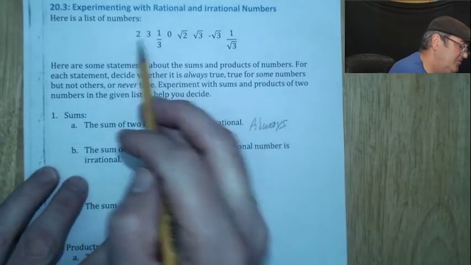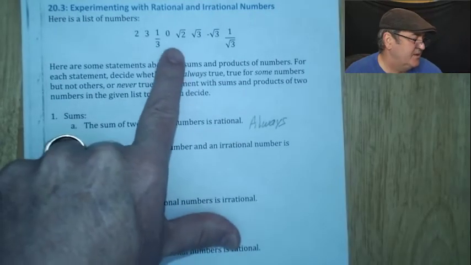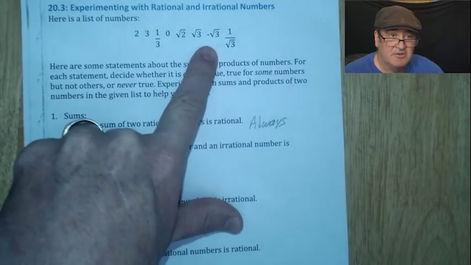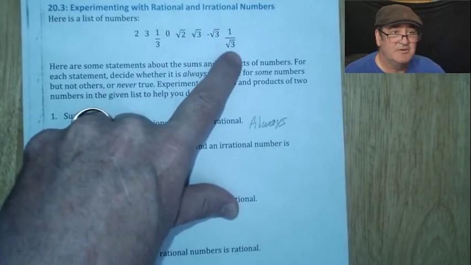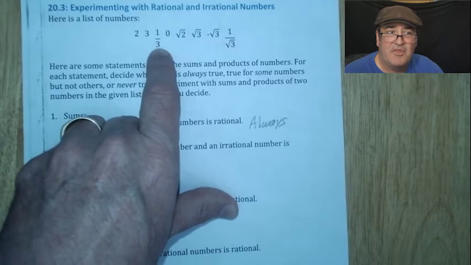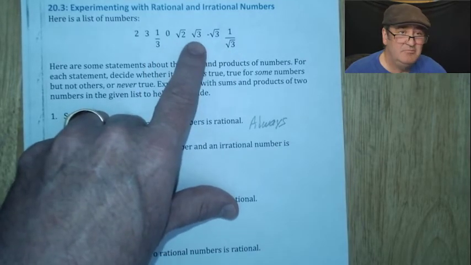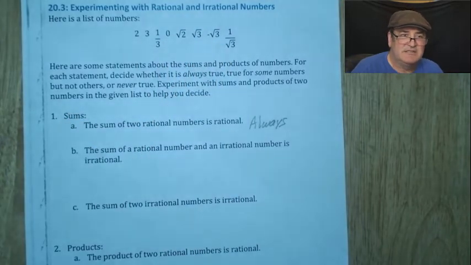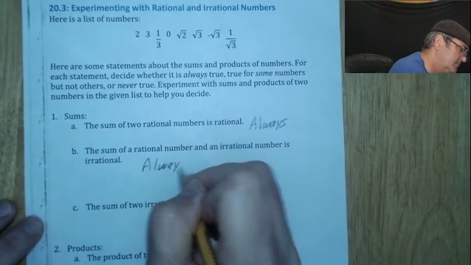So if we add 2 plus the square root of 2, yeah, that's not a rational number because the square root of 2 that we're adding to it is a decimal that does not repeat, does not terminate. 2 plus the square root of 3, 2 minus the square root of 3, or plus the negative square root of 3. 2 plus 1 divided by the square root of 3. How about 1/3 plus 1 divided by the square root of 3? How about 0 plus the square root of 3? Any time we're adding one of these to one of these, it's just always turning out to be an irrational number. So that is always true.